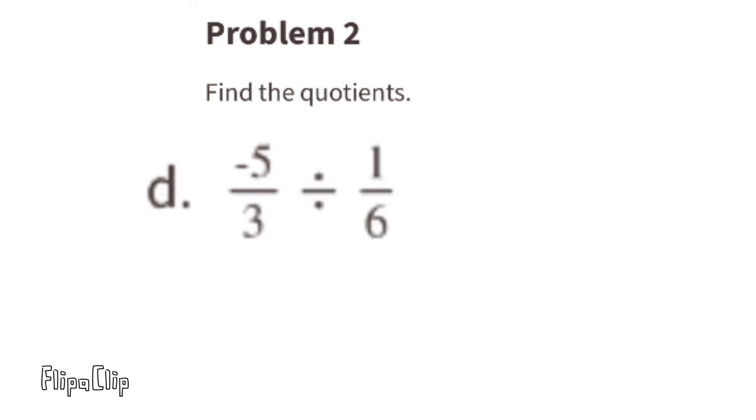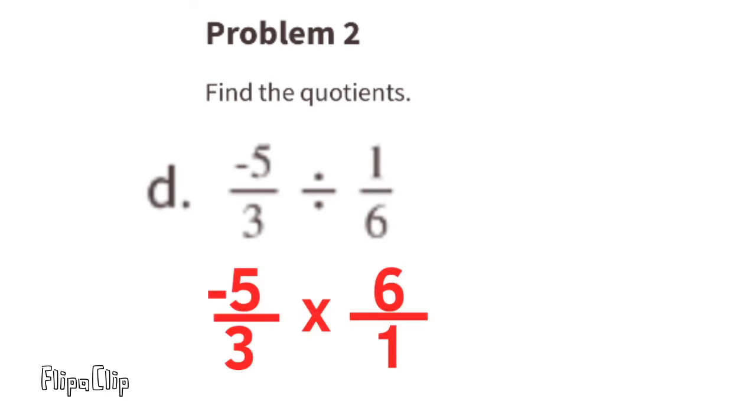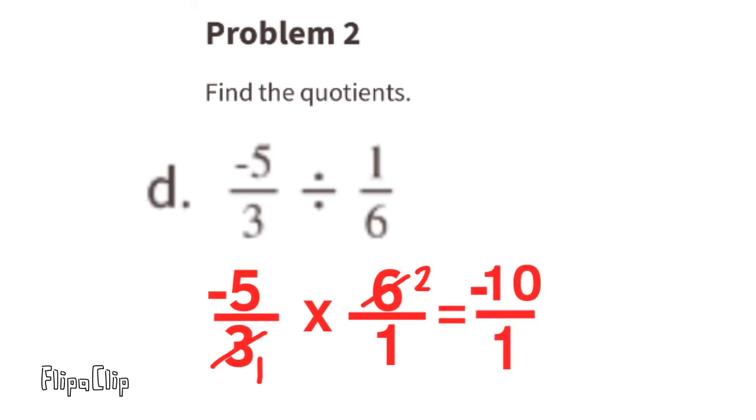D. This is a negative divided by a positive, so the quotient's going to be a negative. We can change this to a multiplication problem by multiplying by the reciprocal of 1/6. That would be 6 over 1. We can do some cross-canceling. 3 goes into 3 once, and 3 goes into 6 twice. Now we have negative 5 times 2 over 1 times 1. That would be negative 10 over 1, which is equivalent to negative 10 divided by 1, which is equal to negative 10.